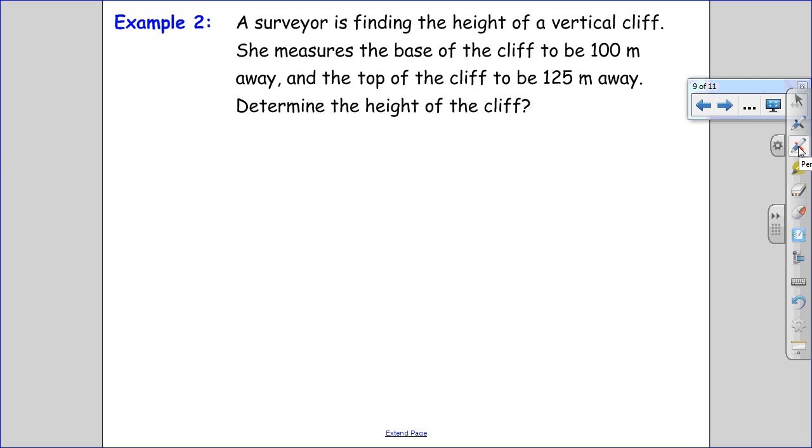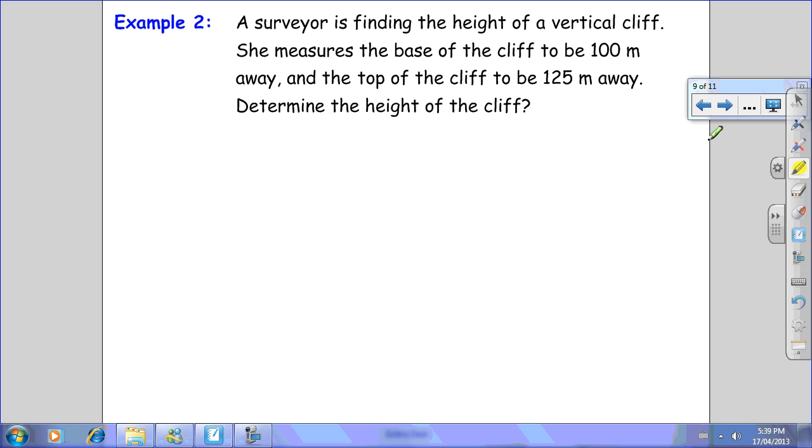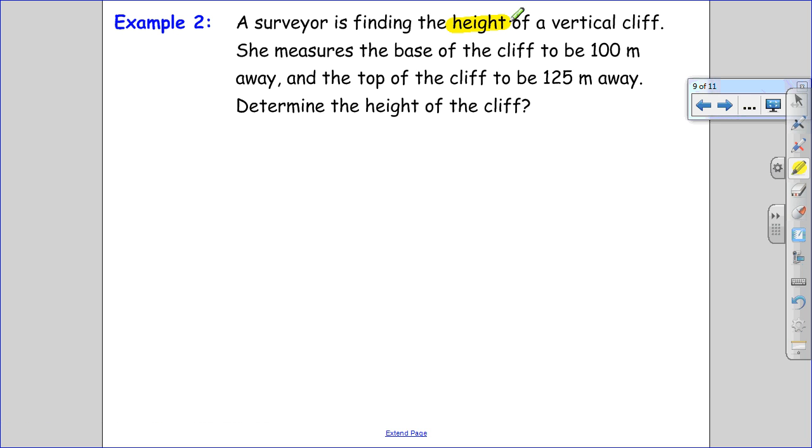Last thing I want to do is do a word problem. So example 2 is talking about a surveyor. It says a surveyor is finding the height of a vertical cliff. She measures the base of the cliff to be 100 meters away and the top of the cliff to be 125 meters away. Determine the height of the cliff. I don't need to highlight the word surveyor because I don't care who's doing it. I care that it's the height of a vertical cliff that she's measuring.